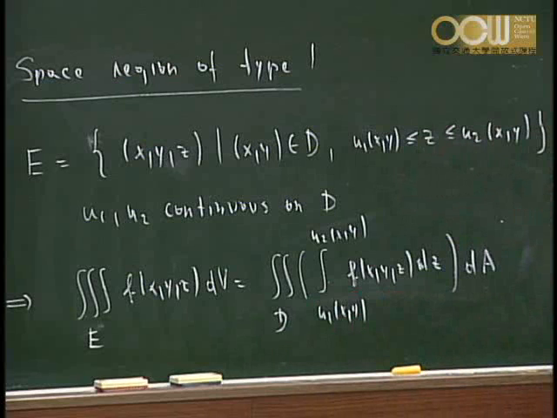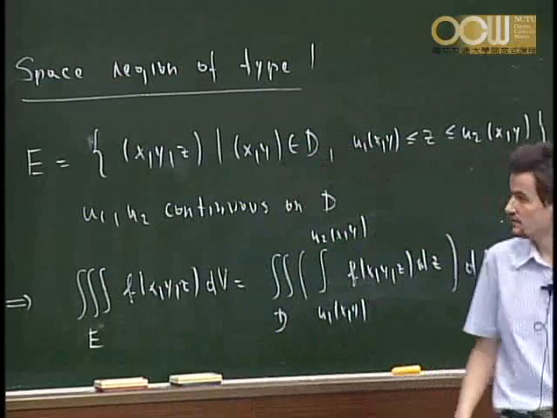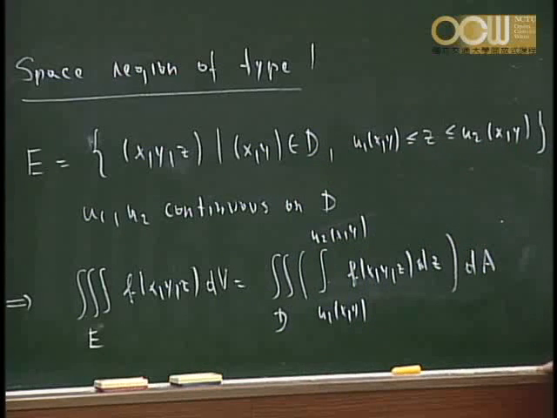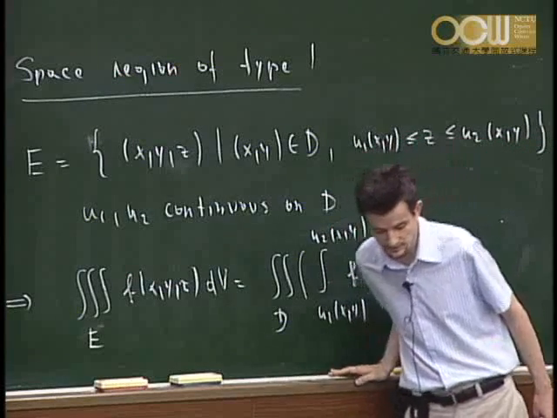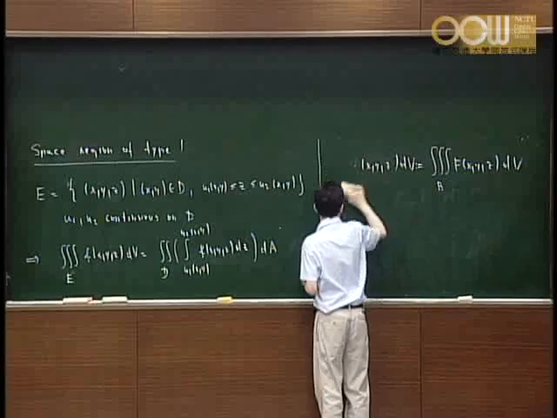But actually, I think this classification of space regions is not so helpful, because this just tells you that for a space region of type 1, what you do is you project the solid onto the xy plane. This will give you the D, and then you have to figure out the range of z, and this will give you a method to compute the triple integrals in a similar fashion as we have computed double integrals. I will do some examples a little bit later. But first, there are also space regions of type 2 and of type 3.